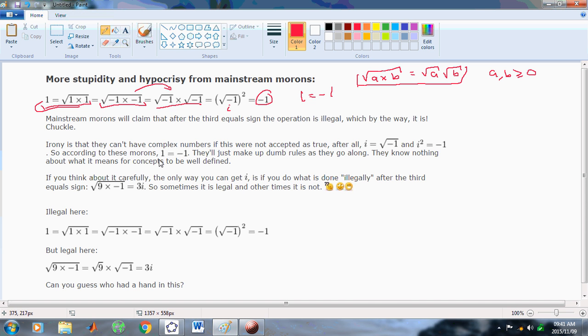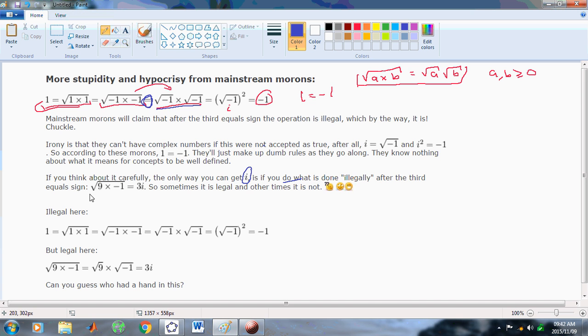Well, moron academics will claim that after the third equal sign, which is this one here, the operation is illegal, which, by the way, it is illegal. However, the irony is that you can't have complex numbers if this were not accepted as true. So if this is not true, you just don't have complex numbers. And how do I arrive at that? Well, think about it carefully. The only way you can get i is if you do what is done illegally after the third equal sign.